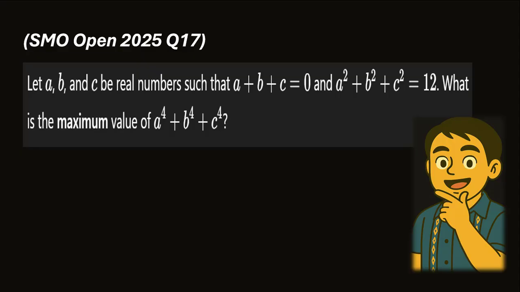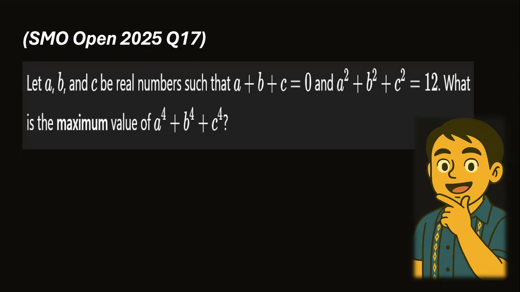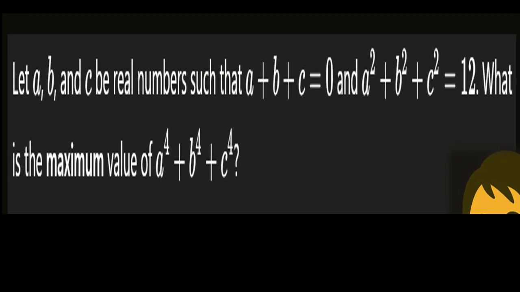SMO Open 2025, Question 17. Let a, b, and c be real numbers such that a+b+c equals 0 and a²+b²+c² equals 12. What is the maximum value of a to the power of 4 plus b to the power of 4 plus c to the power of 4?